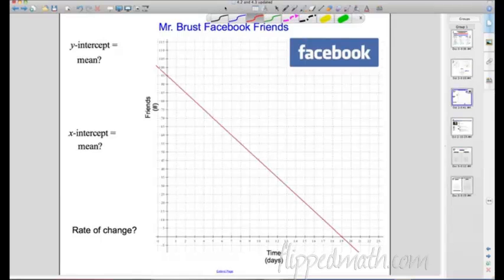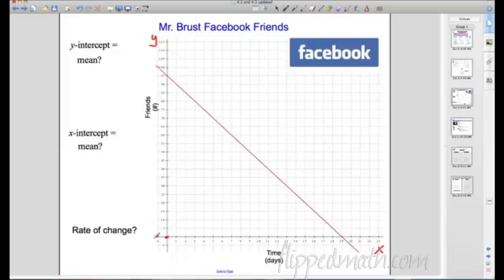So I've got a Facebook problem here. Basically, this is a graph showing my friends on Facebook. I got the logo here. I've got this graph. So what is the y-intercept? Well, let's find it right here. Here's the y-axis. So I'm only looking at the first quadrant. So it's still x and y. Here's the origin. Here's 0, 0.